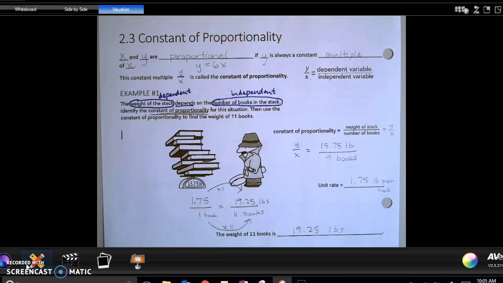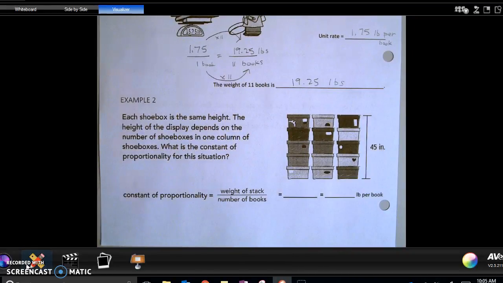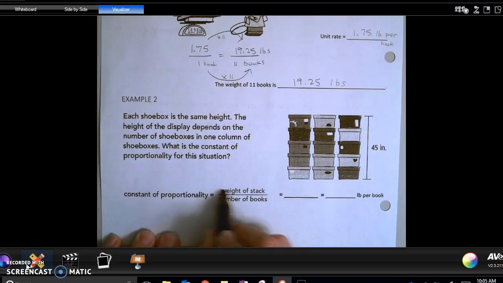Great job, you have solved your first problem using the constant of proportionality. Let's practice it again on the second example. However, before we get started on this one, I want you to come down to the bottom and cross this out.